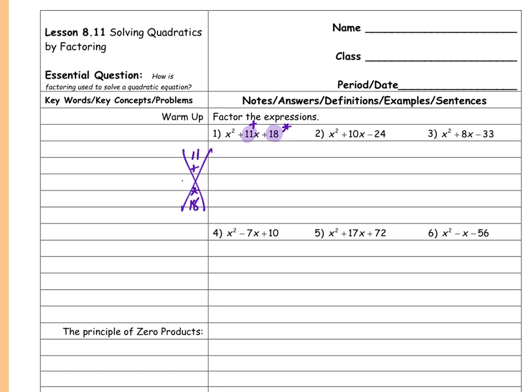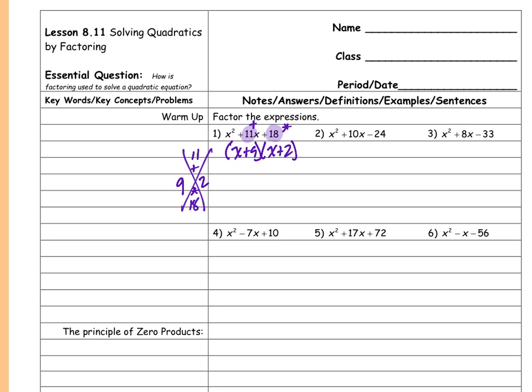9 and 2? 9 times 2 is 18, and 9 plus 2 is 11, yeah, that's it. And then I have to write it this way, x plus 9 times x plus 2. And that's it, done, finished, finito.